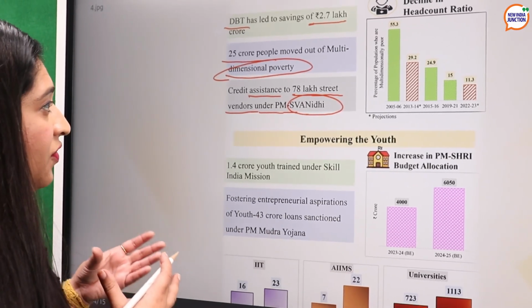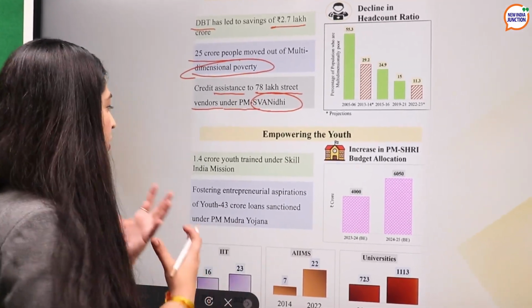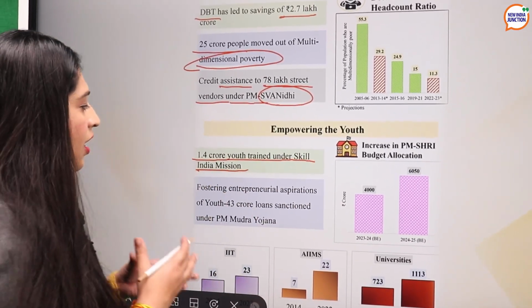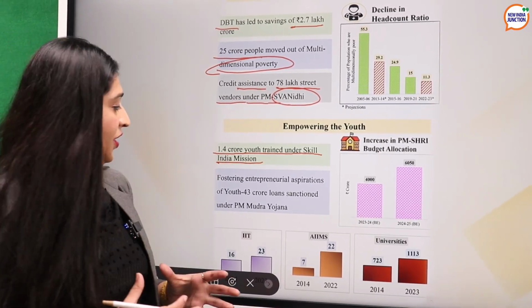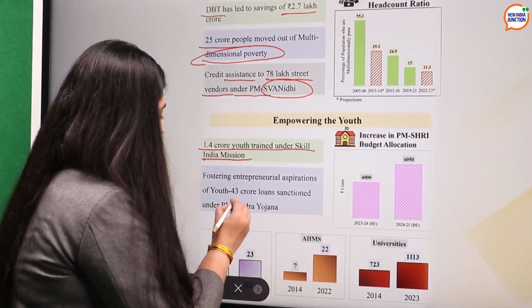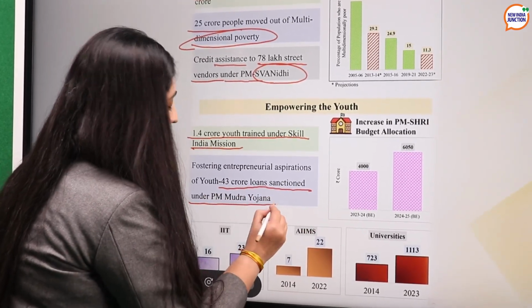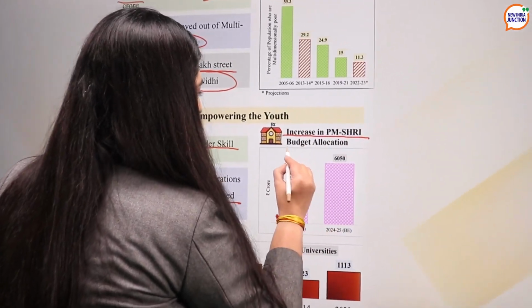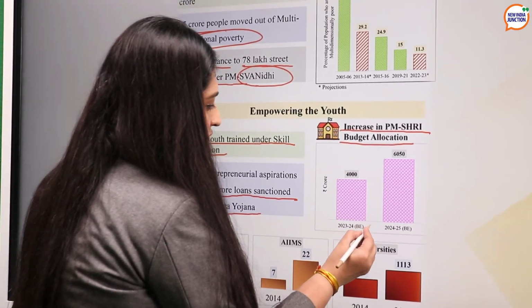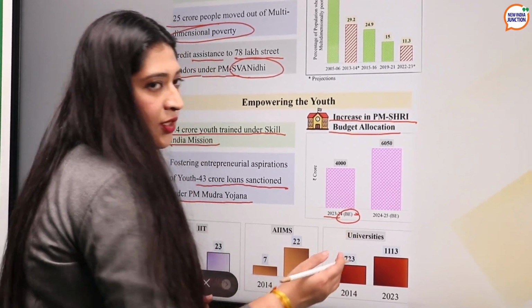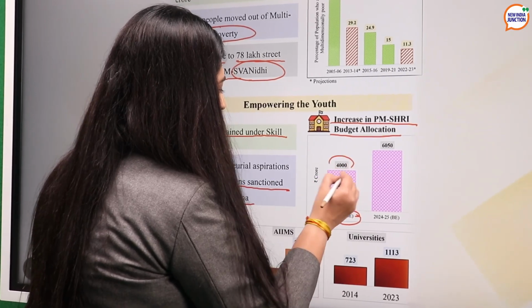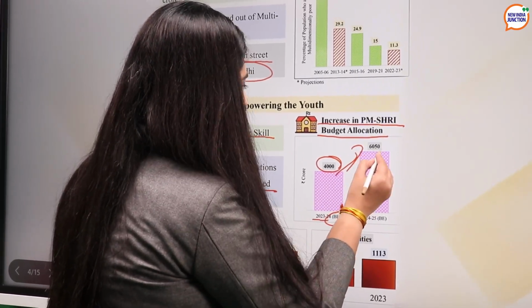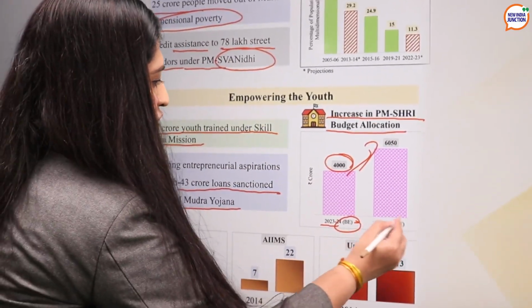And let's look at empowering youth, how the youth has been empowered. First is 1.4 crore youth trained under the Skill India mission. Also fostering entrepreneurial aspirations of youth, for which 43 crore loans were sanctioned under PM Mudra Yojana. Also, let's look here, the increase in PM Shri budget allocation. The budget estimate in 2023-2024 was 4,000 crore rupees, which has now increased to 6,050 crore rupees in this financial year.